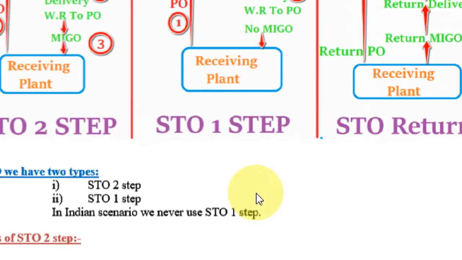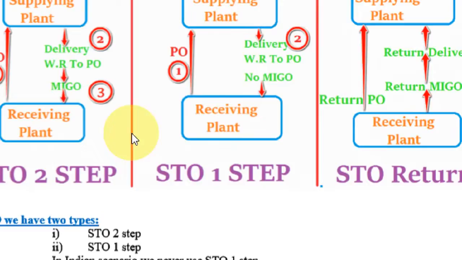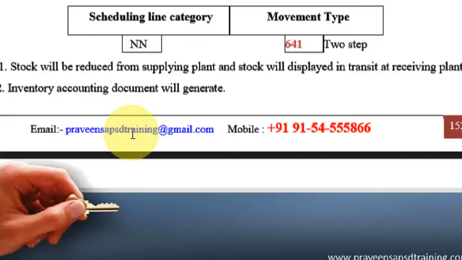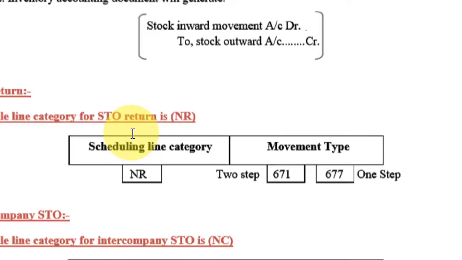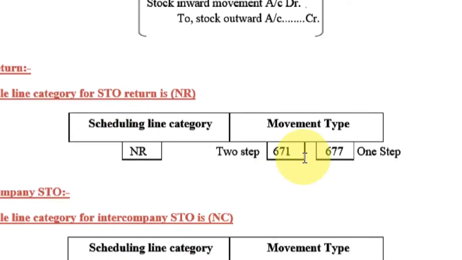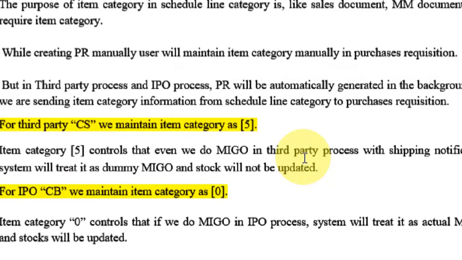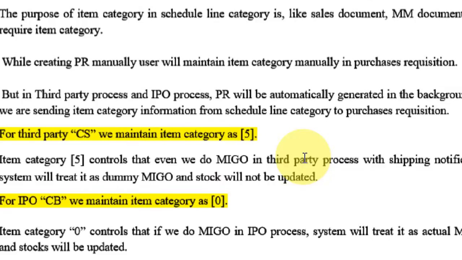Okay, for stock point transfer, what are the movement types and how does the process go on? I guess you can easily go through these things and understand it. What is one step, what is two step, everything I have covered here. Okay, so we'll move to the next field.